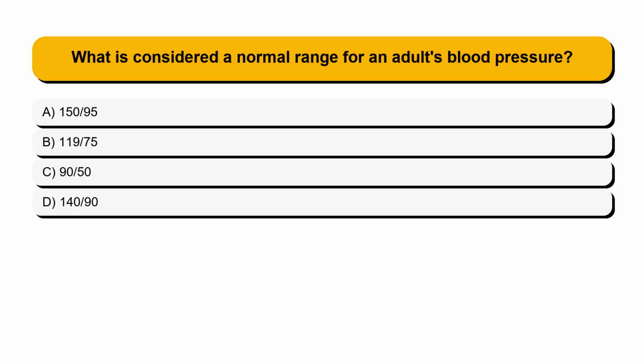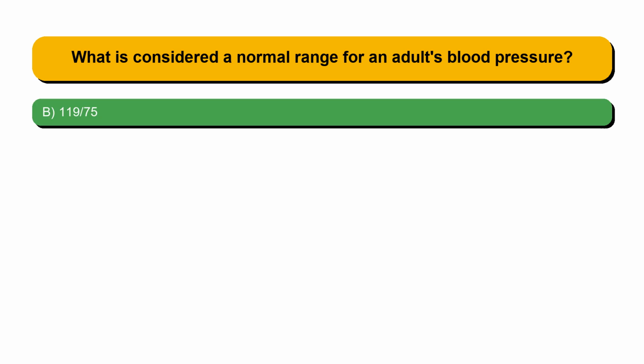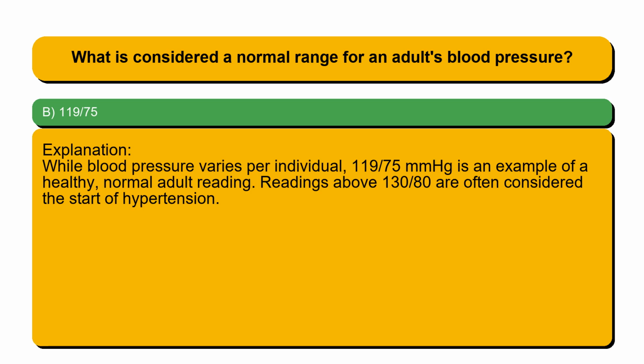Question 77. What is considered a normal range for an adult's blood pressure? Option A, 150/95. Option B, 119/75. Option C, 90/50. Option D, 140/90. The correct answer is option B, 119/75. While blood pressure varies per individual, 119/75 mmHg is an example of a healthy, normal adult reading. Readings above 130/80 are often considered the start of hypertension.